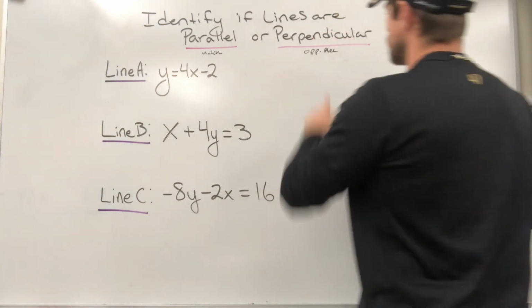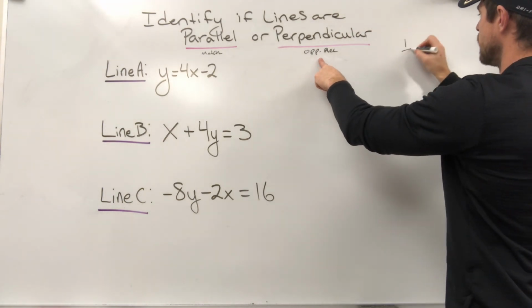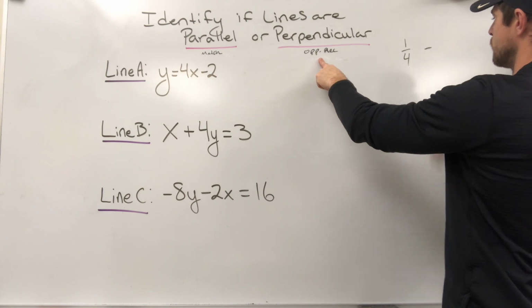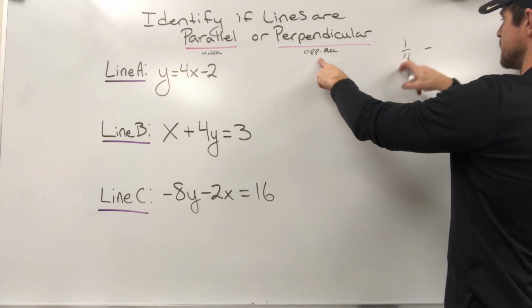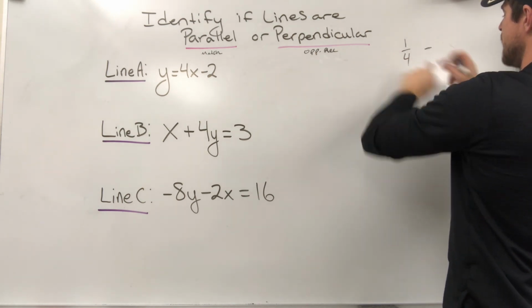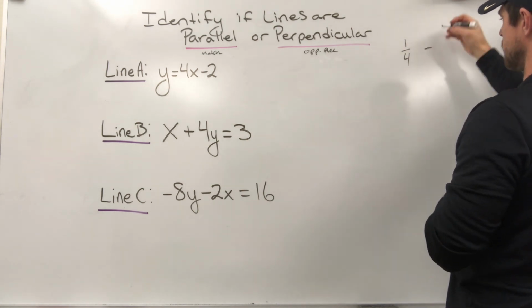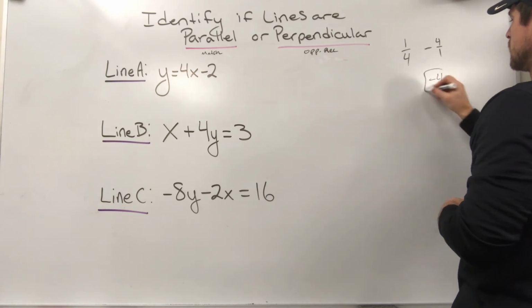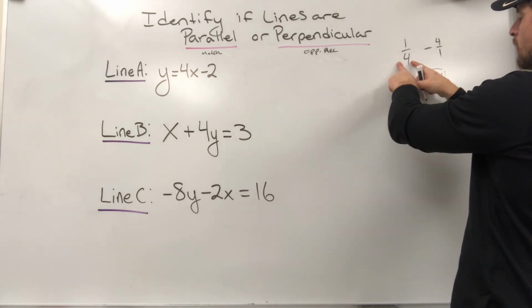If you need a quick refresher on opposite reciprocal, it'd be like 1/4. Since that's positive, I need an opposite, so my reciprocal has to be opposite. So positive and a negative, there's your opposites. And then the reciprocal is taking the fraction and flipping it. So that'd be 4/1, or just -4. So -4 is the opposite reciprocal of 1/4.